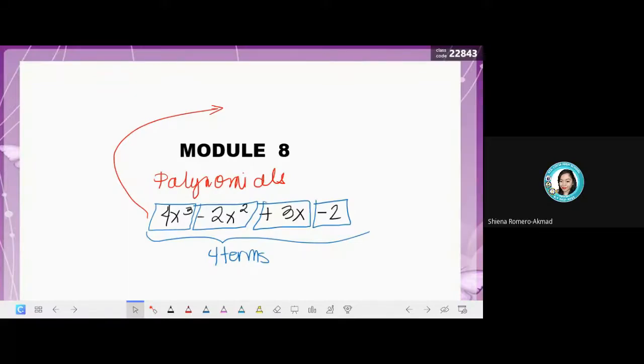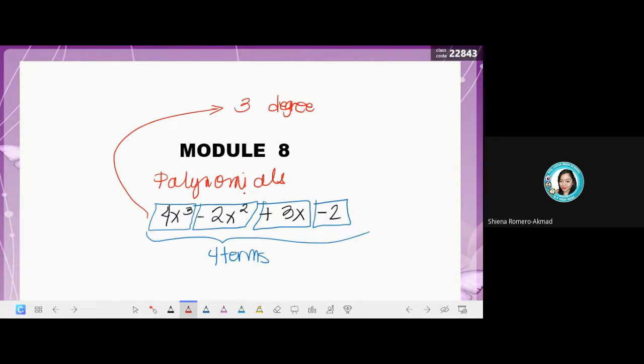So, pag tinanong kayo, ano yung pinakamataas na exponent? Yung exponent ang babanggitin niya, which is 3. So, ang tawag natin dyan sa pinakamataas na exponent is the degree. Okay? So, this is a polynomial with a degree of 3 and the number of terms is 4.